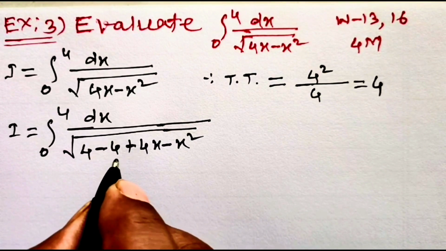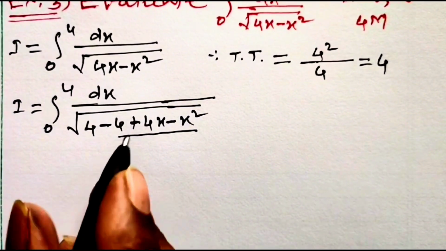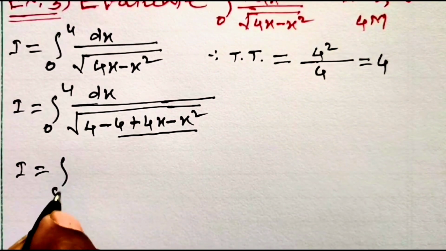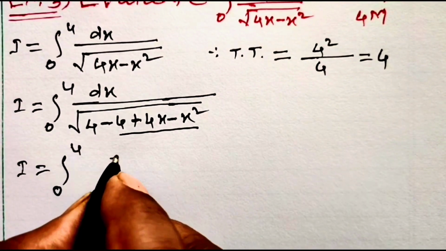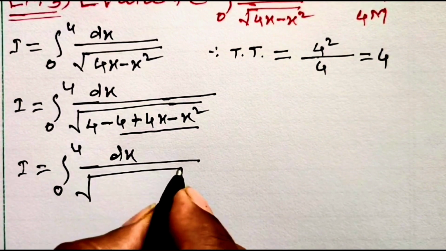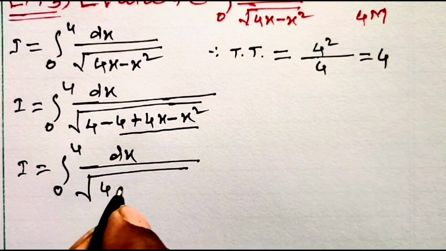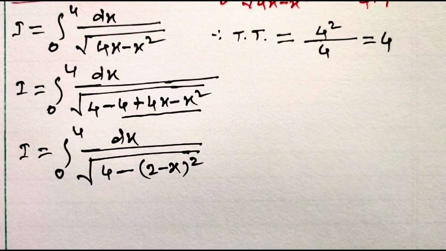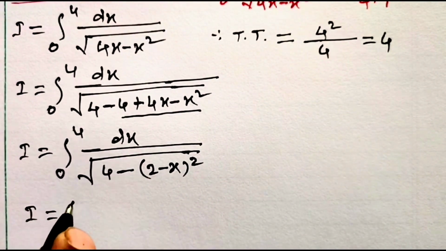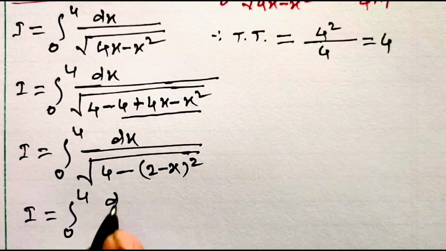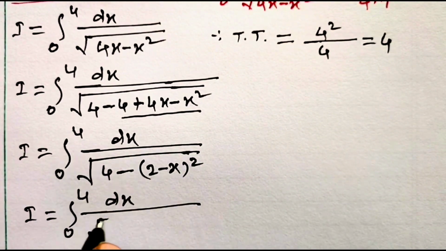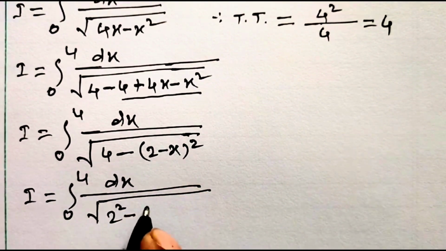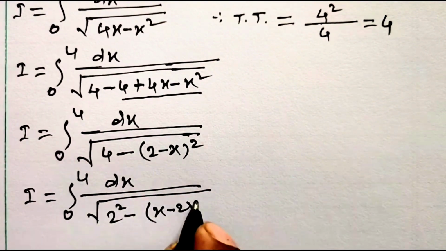Now for these three terms we can take minus sign common and we can write I is equal to integral from 0 to 4 dx divided by square root of this 4 minus 2 minus x its square. Again simplify this. I is equal to integral from 0 to 4 dx divided by square root of this 4 can be written as 2 square minus 2 minus x, that is nothing but x minus 2 its square.